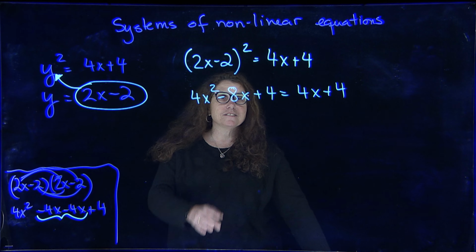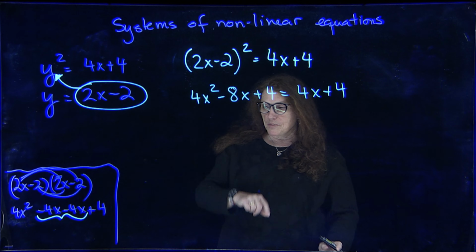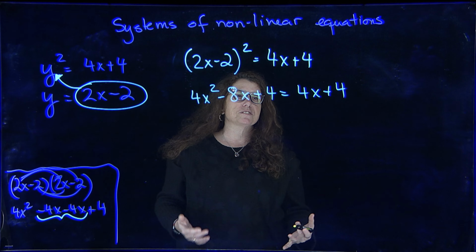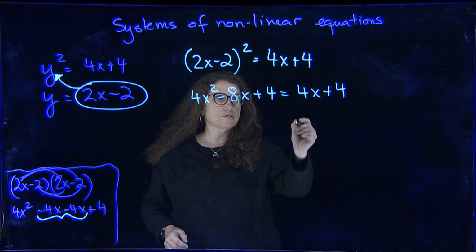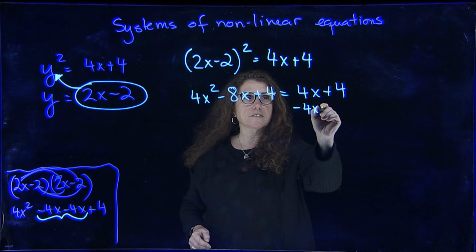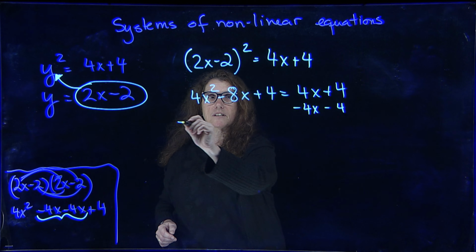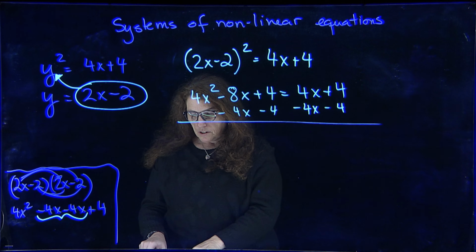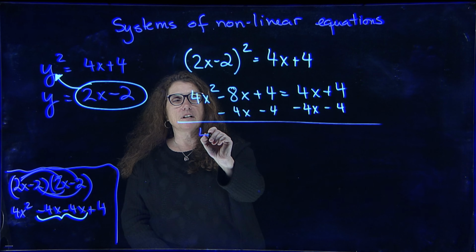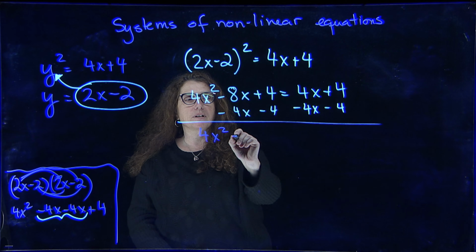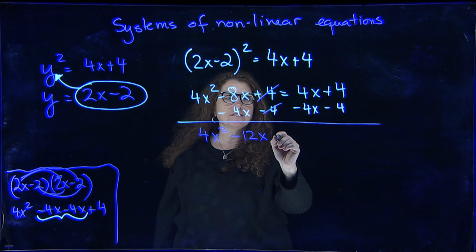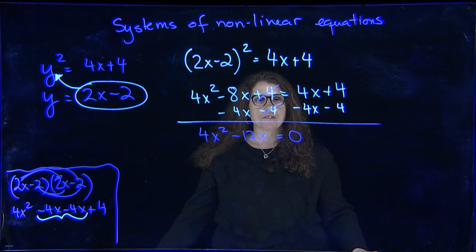You can clearly see this is a quadratic equation based on the 2 there. How do we solve quadratic equations? We set them equal to 0. So let's bring a minus 4x and a minus 4 to the other side. And what happens here is we have 4x squared minus 12x, and you can see that the 4's cancel out, and that's equal to 0.